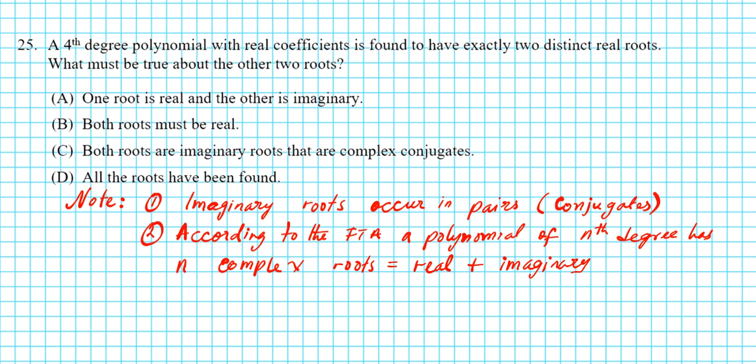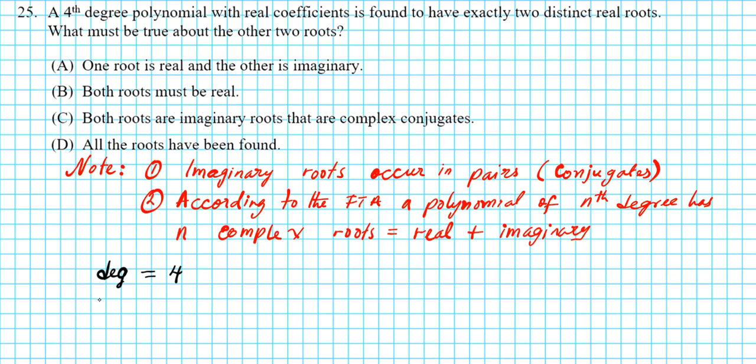The degree of the polynomial is equal to 4. So if the degree is equal to 4, that tells us that the number of complex roots according to the FTA is equal to the same thing as the degree, 4. So out of these 4 complex roots, they could be a combination of real or imaginary, or one of both, either one or the other. The problem tells us that 2 of them are real.